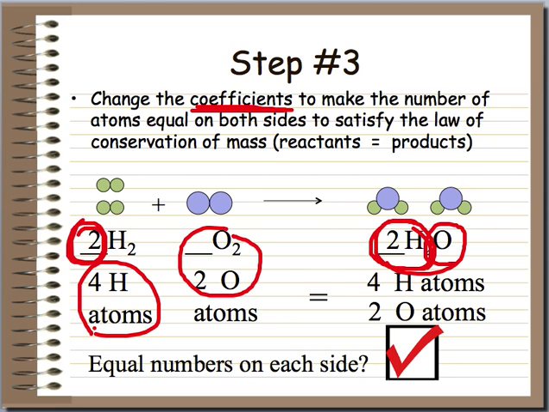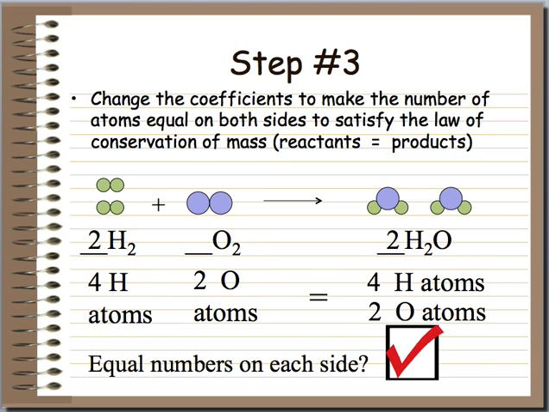Another way you could look at it is I have an odd number of oxygens on this side, and I have an even number of oxygens on the reactant side. So how do I make an odd number even? I multiply it by 2. So now I fixed my problem. I fixed the problem with oxygen not being equal. But in doing so, now I created hydrogen not being equal. But that's an easy fix.